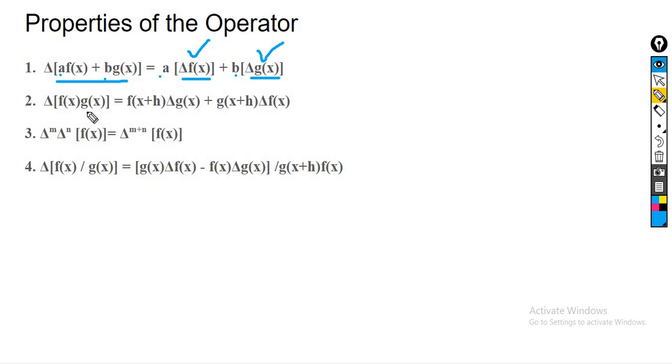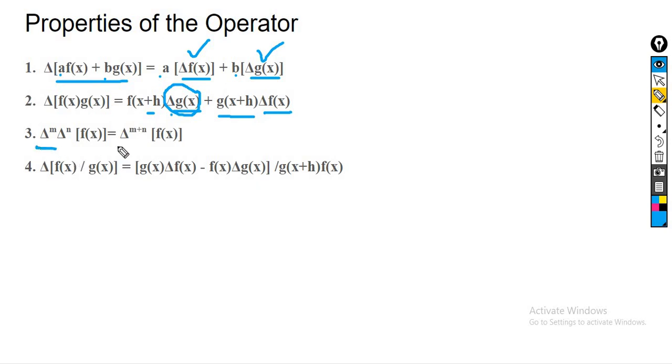So how will they act? This will be f(x plus h) into delta g(x) plus g(x) into delta f(x). Now you know what delta g(x) is: this is g(x plus h) minus g(x). And this will be written as g(x plus h) into delta f(x). Now you know what delta f(x) is. Put these things in and you can calculate this.